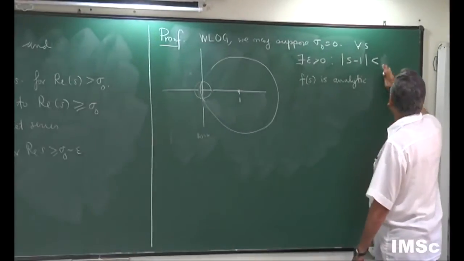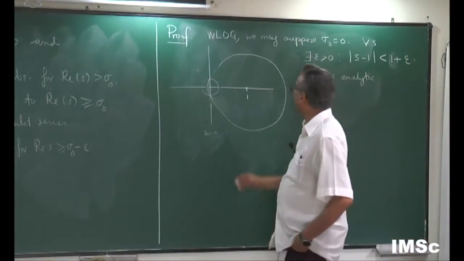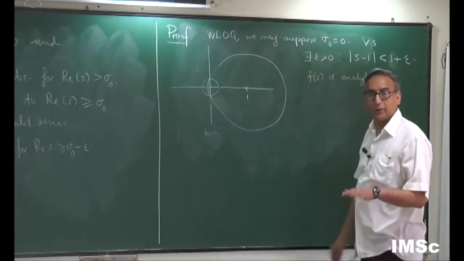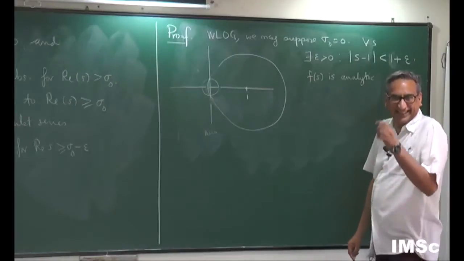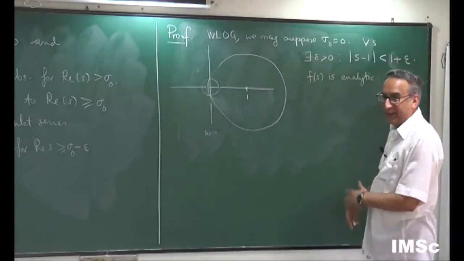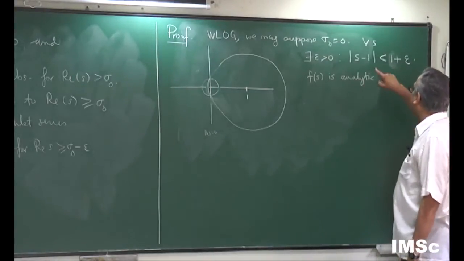Sorry, yeah, I want to put 1 plus epsilon. Thank you. Yeah, this little itsy bitsy bit here. Epsilon should be small, so you don't want to make it bigger than 1. This is part of mathematical theology, I guess. So, anyway, f of s is analytic in this region.